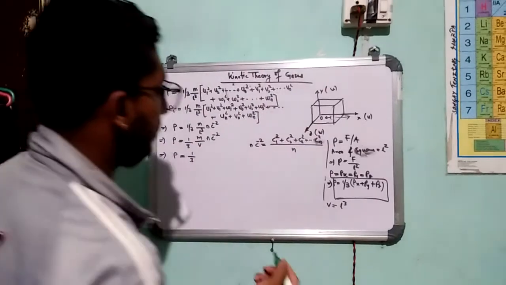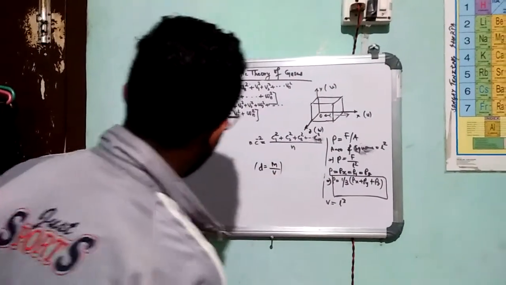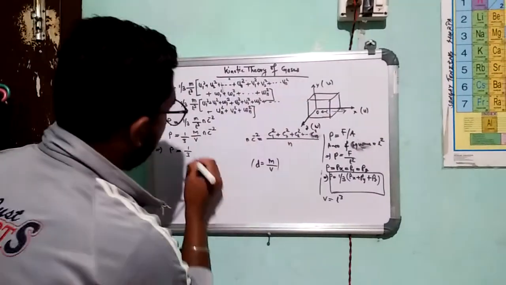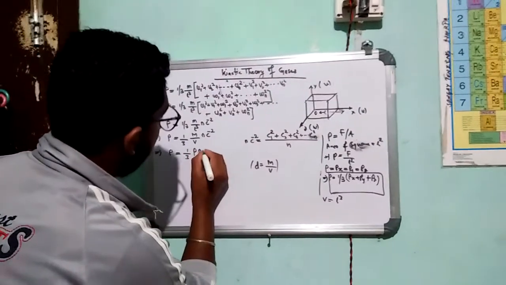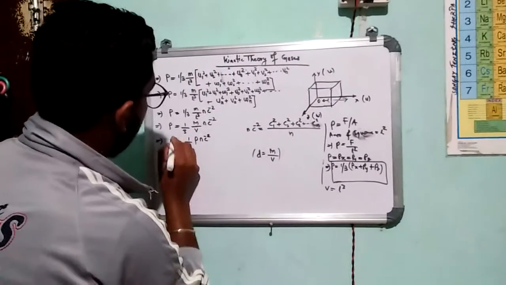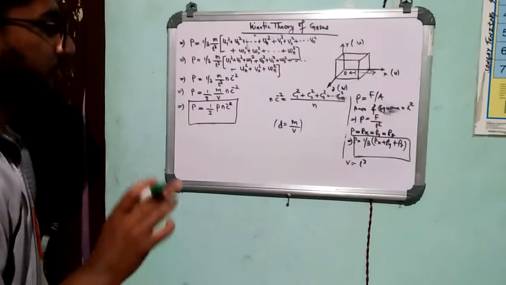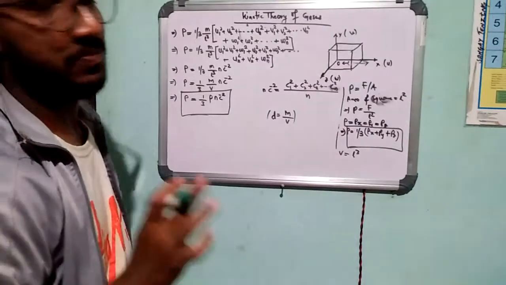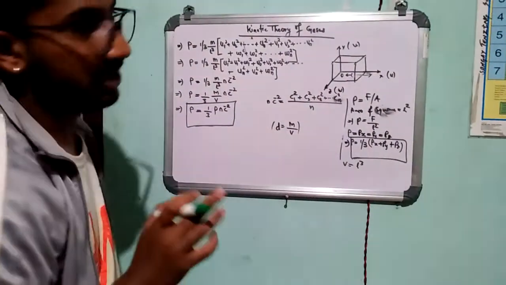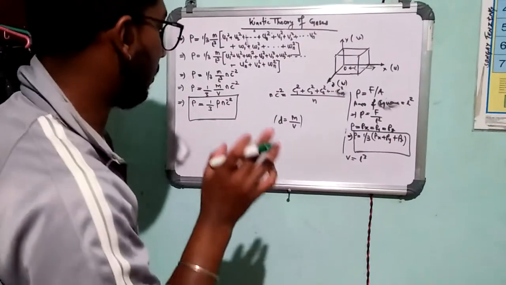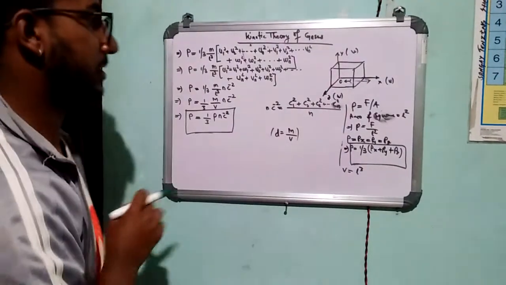M by V is a density, because density is mass by volume. So m by V is rho. Then here is n, then density. So this is the required equation of pressure in the kinetic theory of gases. This is the required equation of pressure of a gas in the kinetic theory of gases.